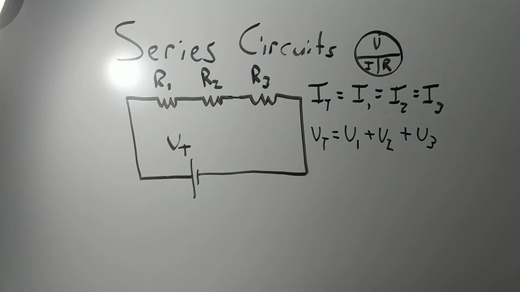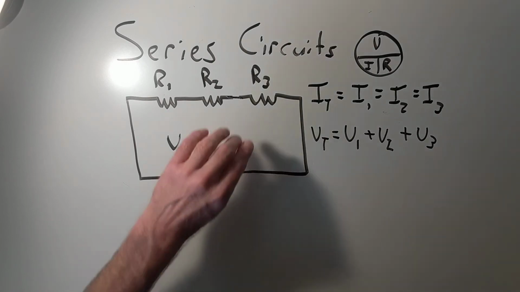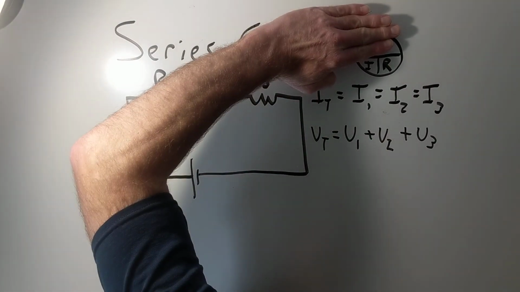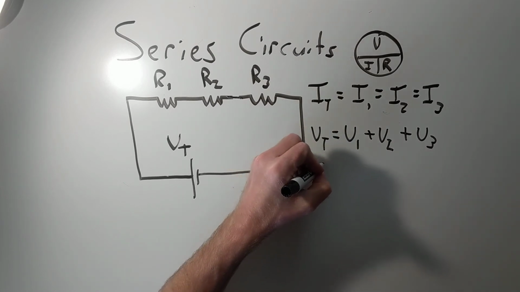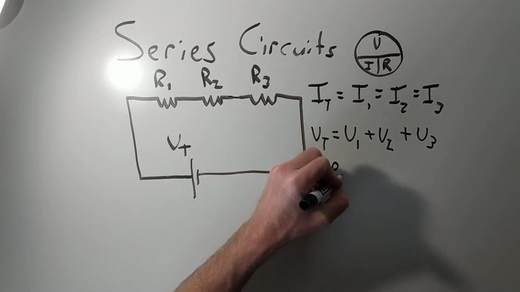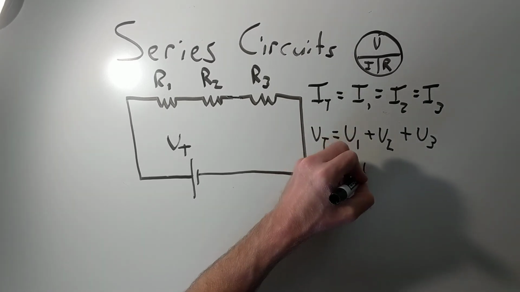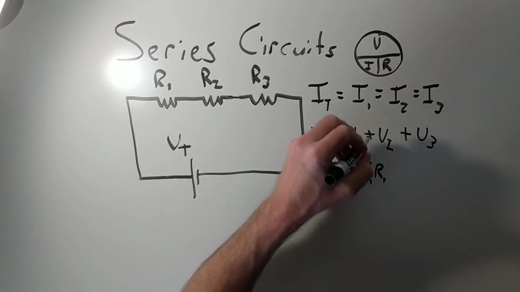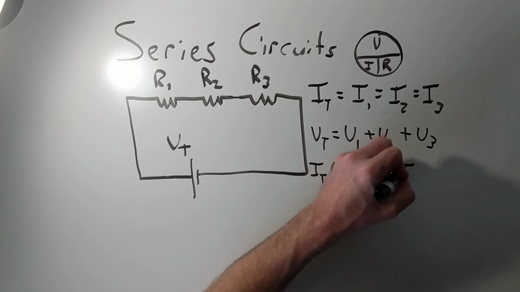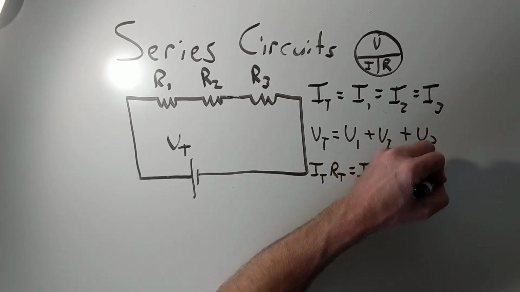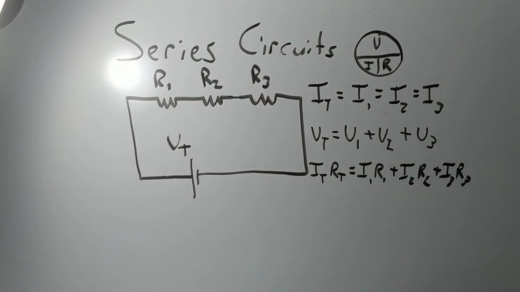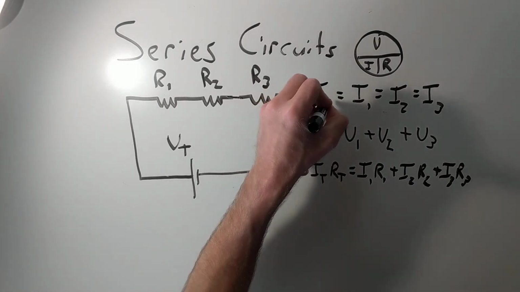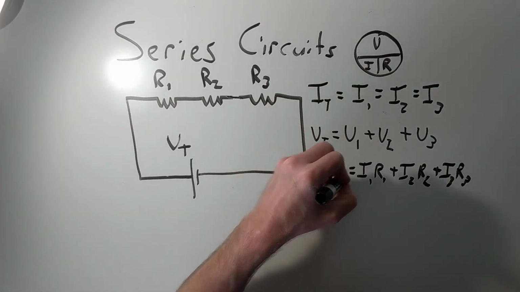But these 2 equations are important because they're going to help us solve problems with these circuits. And if we go up to our little circle here, because V is equal to I times R, I'm going to make a little replacement. In terms of V total, it's I total times R total. V1 is I1 times R1. V2 is I2 times R2, and V3 is I3 times R3.